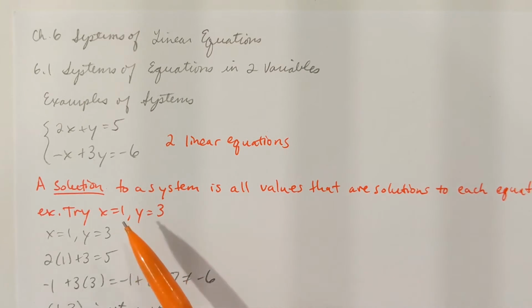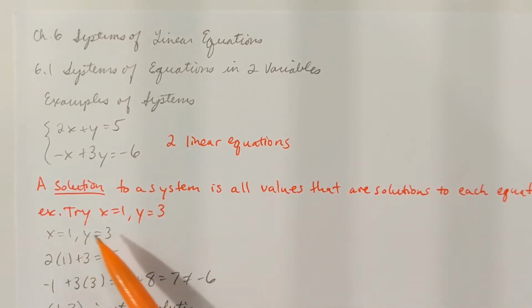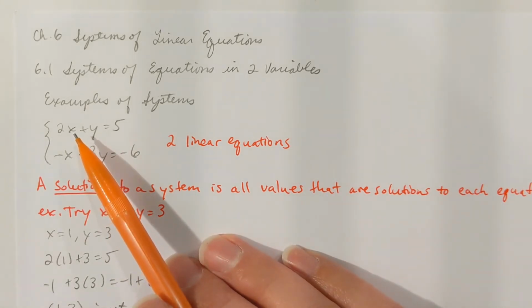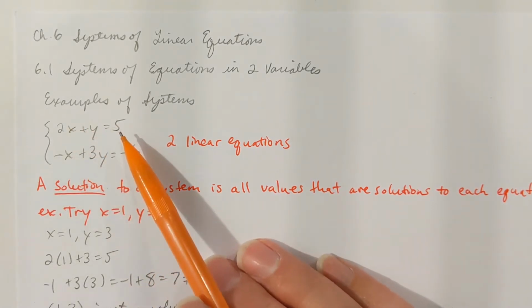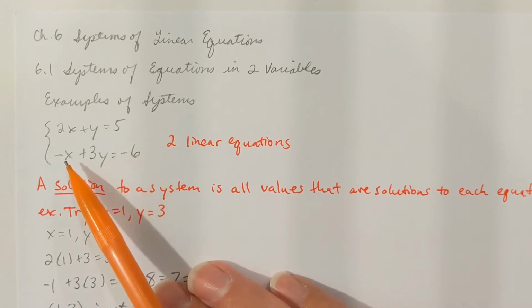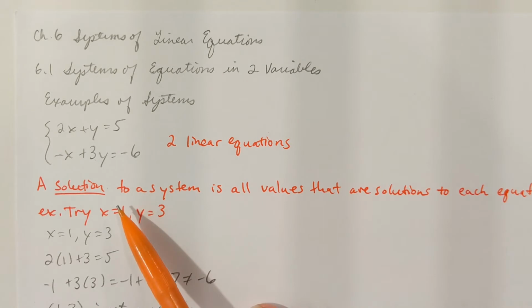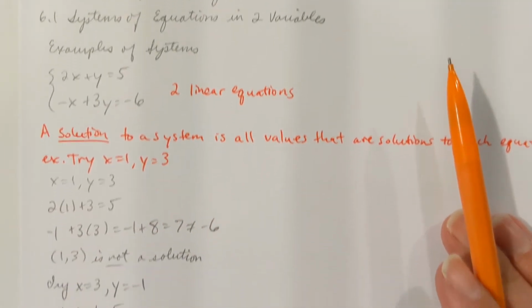All right, so if I were to play around with the numbers here and maybe try x equal 1 and y equal 3, that would make a true statement with the first equation, right? Because if x is 1 and y is 3, 2 plus 3 is 5. But in the second equation you'd be saying negative 1 plus 9 is negative 6. That's not true. So x equal 1, y equal 3 would not be the solution to the system.